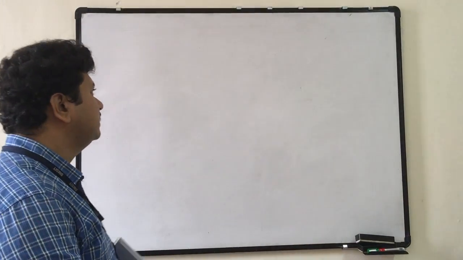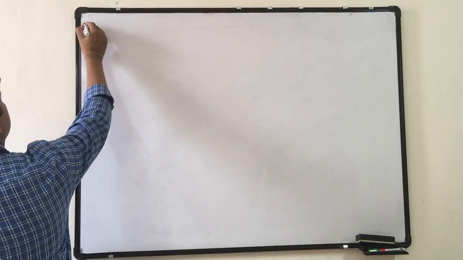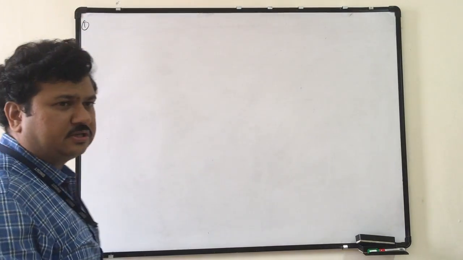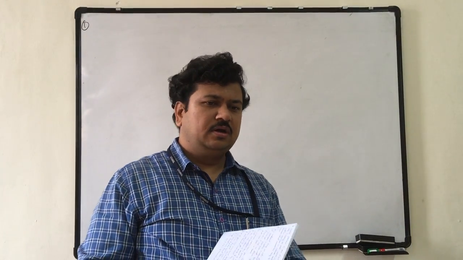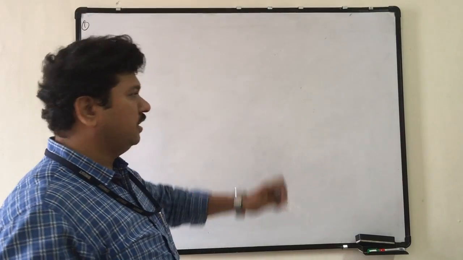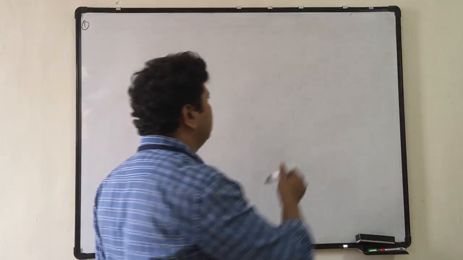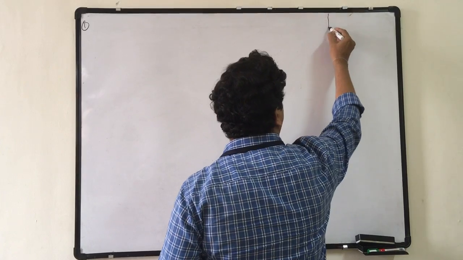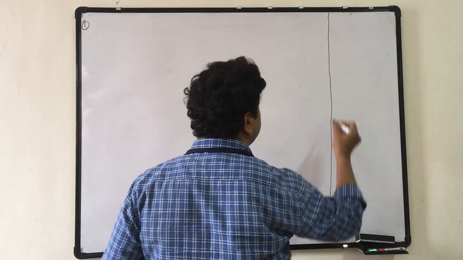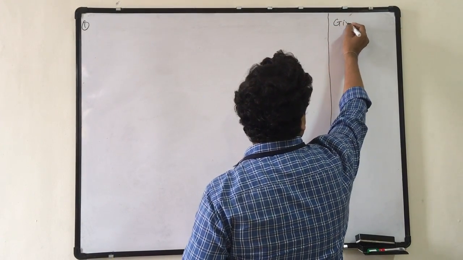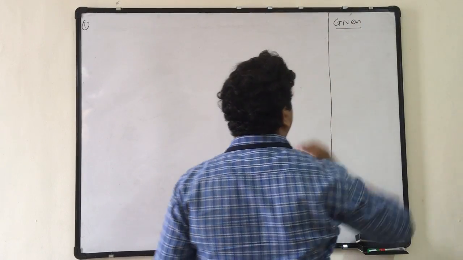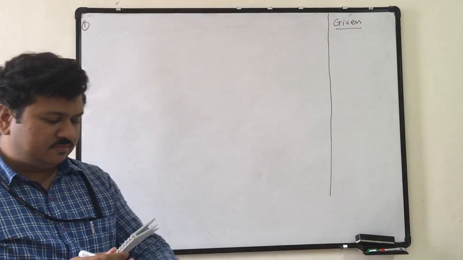So let us consider example 1. I will read the statement of the example, and meanwhile I will be writing down the given things. We will keep one part of the board for the given things.